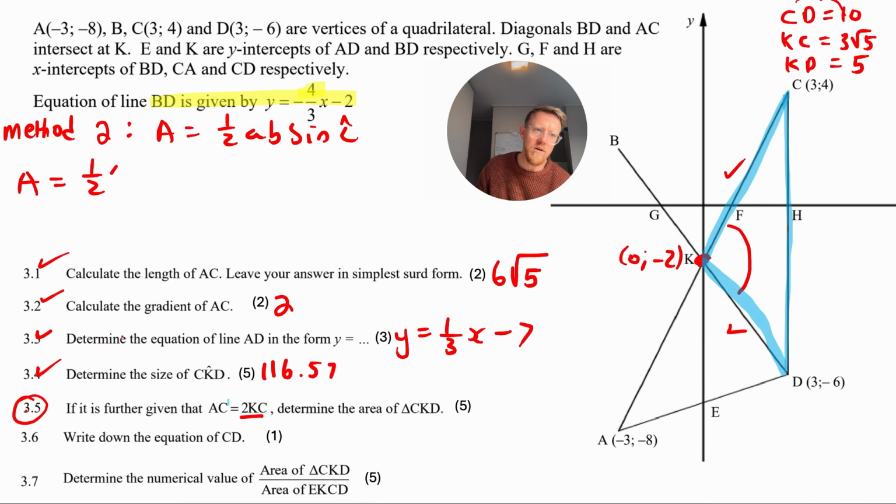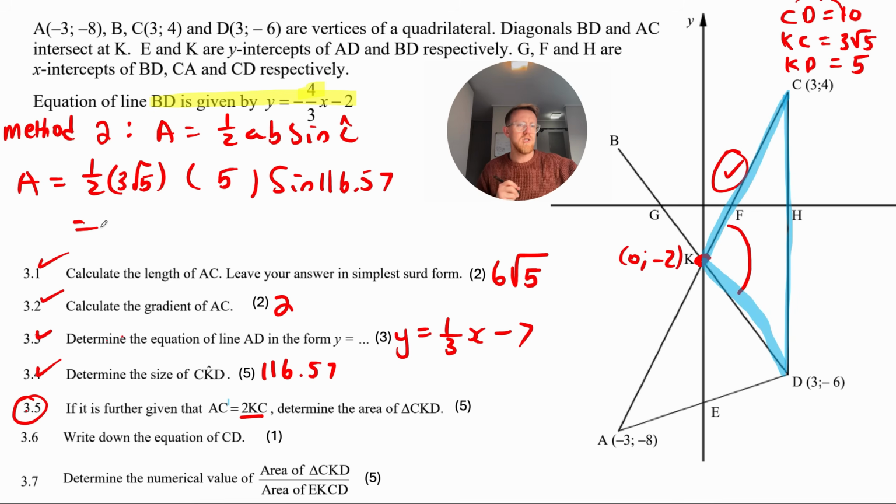So we can say half. Now you're just going to multiply the two sides next to that angle. So this one had a length of 3 square root 5. And then this one had a length of 5, which we calculated in the previous question. And then the angle is 116.57. And so if you plug all this in, you get 14.999, so it all just rounds up to 15. So we got the same answer for method 1 and for method 2.